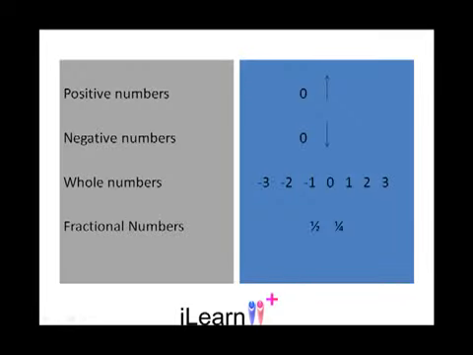Positive numbers start from 0 and move on up. Negative numbers start from 0 and move on down. They are numbers that are less than 0. Whole numbers can be positive or negative numbers.